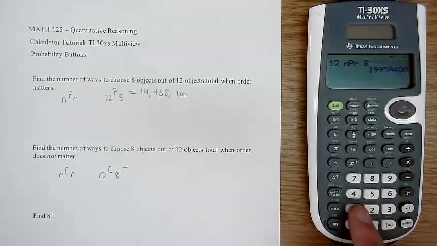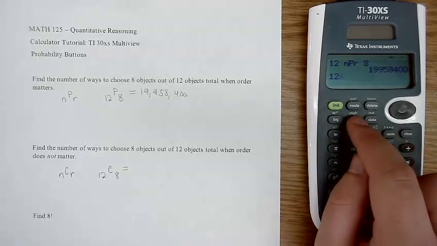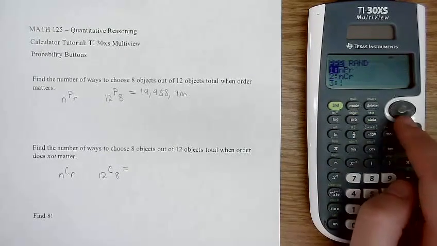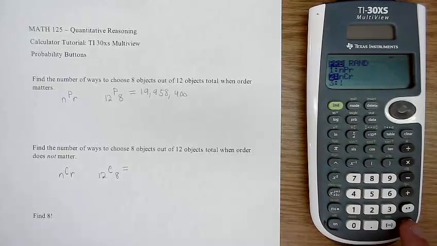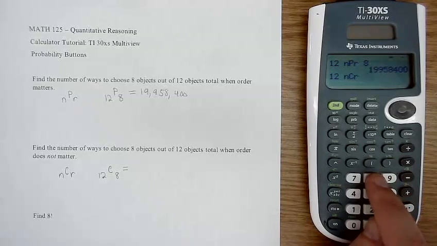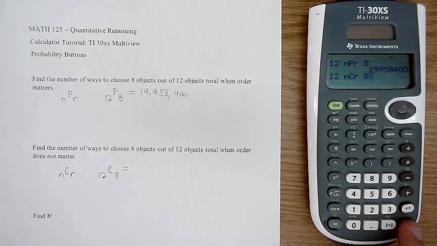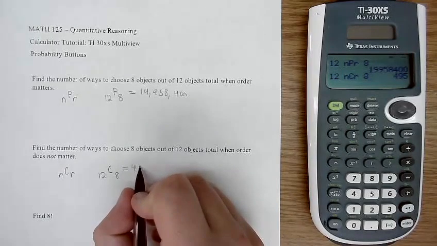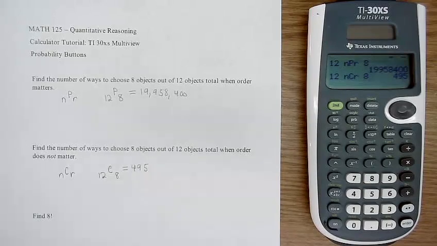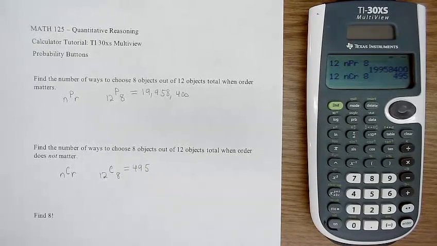On our calculator, we're going to have to do the same thing. We're going to have to tell it how many total objects we are choosing from, which is 12. And I'll go into probability again, our PRB button, and now it is the second option. So I'll arrow down to get the n choose r and hit enter. And I need to tell it what our r value is now, how many objects we are choosing from the 12, which is 8. So once I have that all in, I can go ahead and hit enter and find that there are 495 ways to choose 8 objects out of 12 when order does not matter. Again, that is a combination.